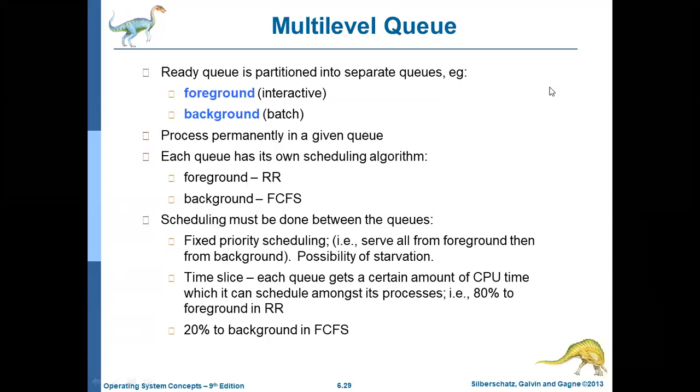Processes are permanently assigned to a given queue. Each queue has its own scheduling algorithm. Foreground queues will always have interactive processes, that is round robin. For background processes, for example, you apply FCFS. This scheduling must also be done between the queues. Some fixed priority is assigned, or some may be time slice.